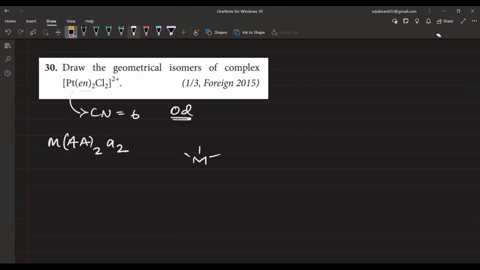What will the first case be? AA trans. A and A in trans. So what is AA here? Cl and Cl. So you'll put Cl in trans here and here, and then you are going to put NH2, NH2, NH2, NH2 like this.